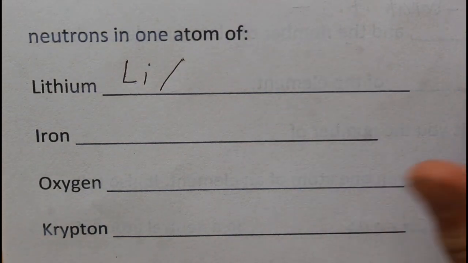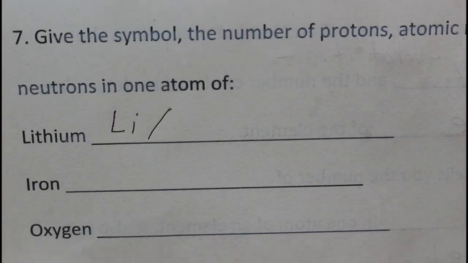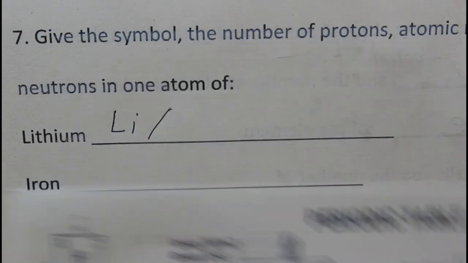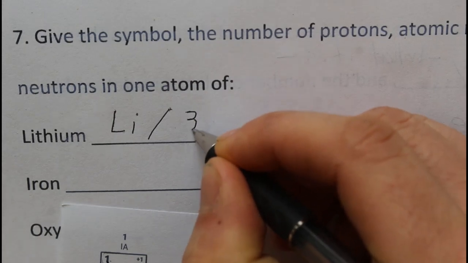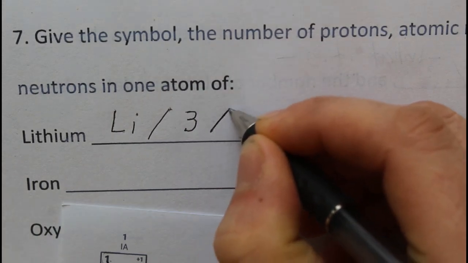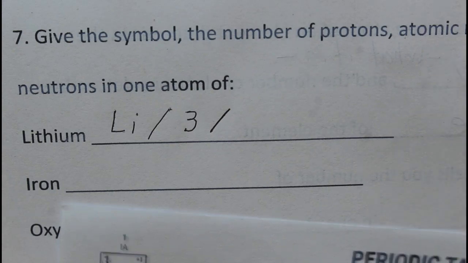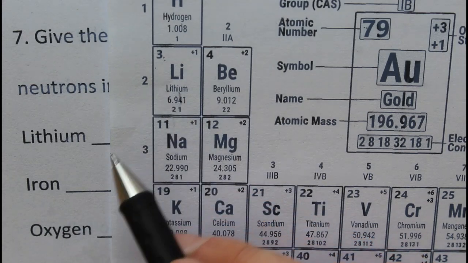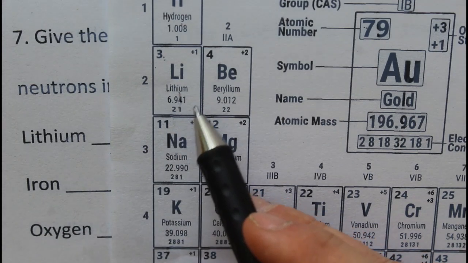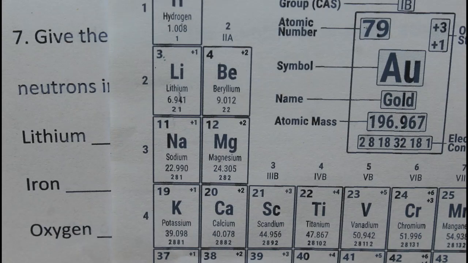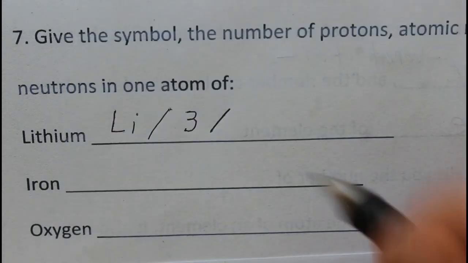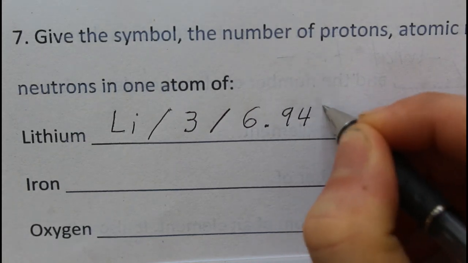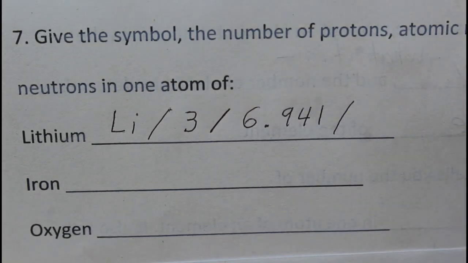The number of protons is the same as the atomic number. So on this one it is going to be 3. Just do it in order, so you don't need to worry about it. The atomic mass is always below the name. Sometimes you're organized differently, but usually it's a decimal because it's an average. So 6.941.